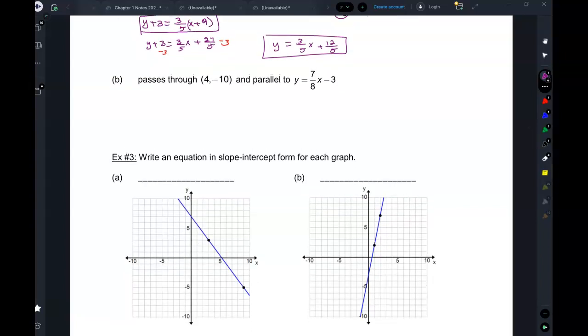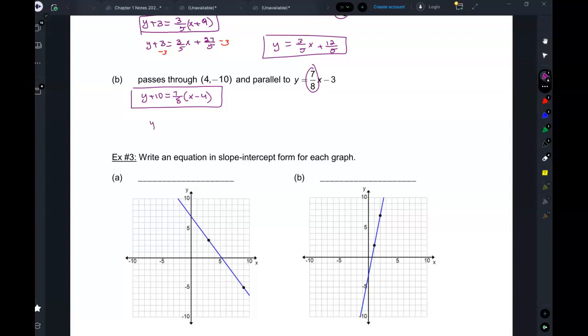Okay, let me do this one. So now we want a line that passes through this point parallel to this. So we're going to use the same slope. Y plus 10 is equal to 7/8 x minus 4. That's it for point slope form.